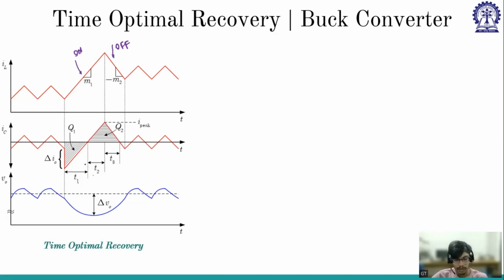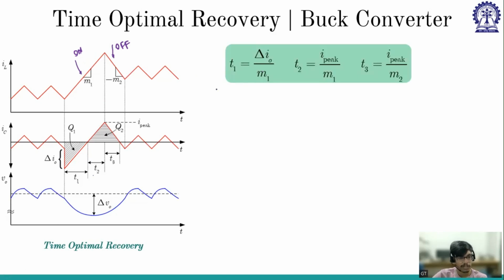We can get these expressions because the height of this triangle is delta I naught, and the slope is M1. So delta I naught by the slope gives T1. And if you assume I peak and consider this region, I peak by the slope is the time. So I peak by M1 is T2, and I peak by M2 is T3. That's how I get T1, T2, T3.